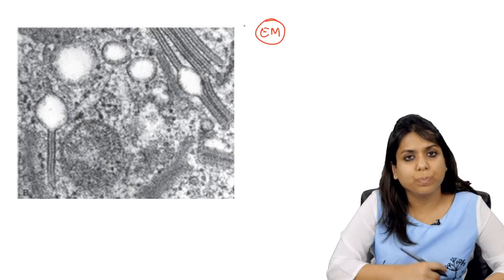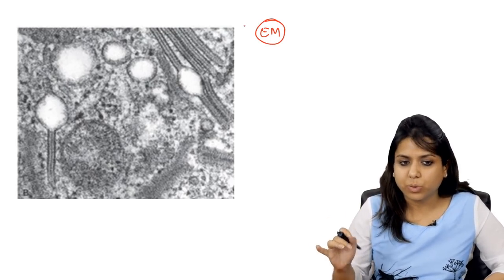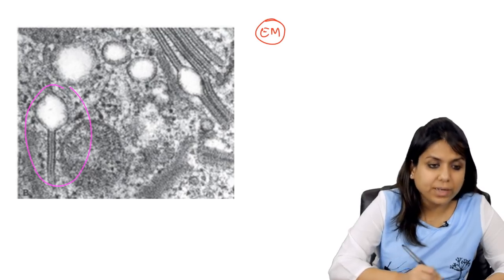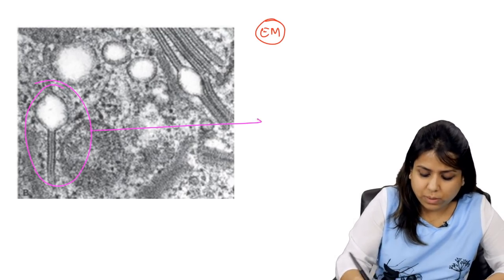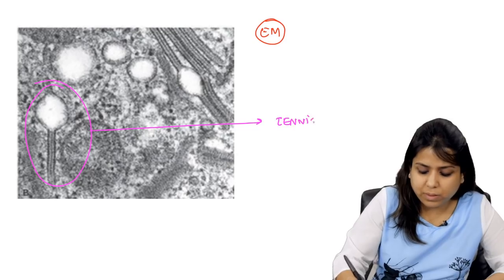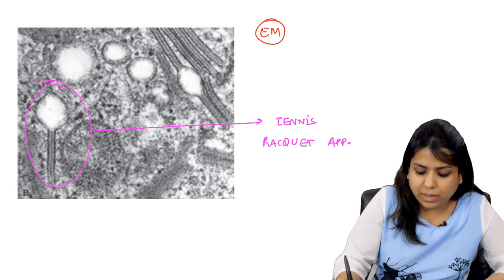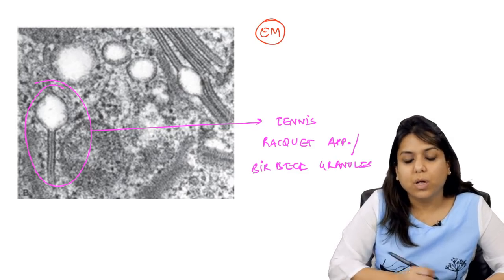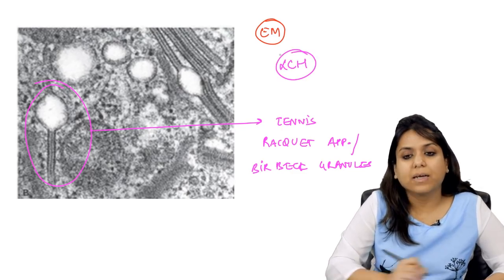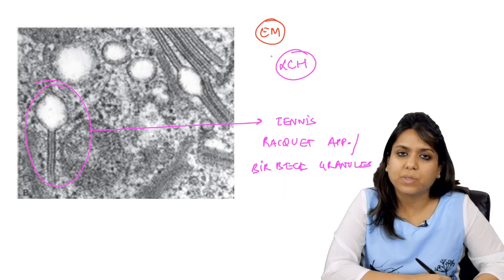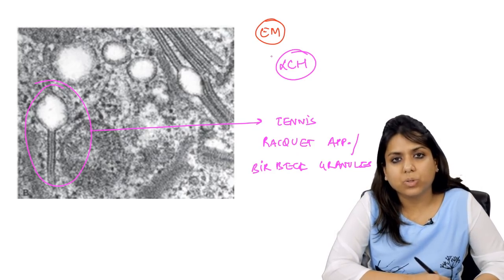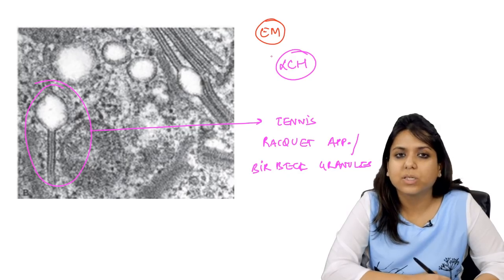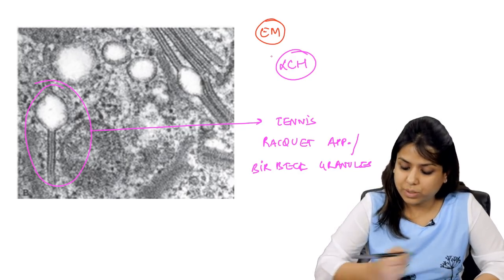Then this is the electron microscopy of a patient. Any black and white picture is an electron microscopy. And in this electron microscopy, I can see this. This shows tennis racket appearance, or Birbeck granules, which are a characteristic feature of Langerhans cell histiocytosis. Again, this image can be asked in the exam. The electron microscopy of Langerhans cell histiocytosis shows tennis racket appearance or Birbeck granules.